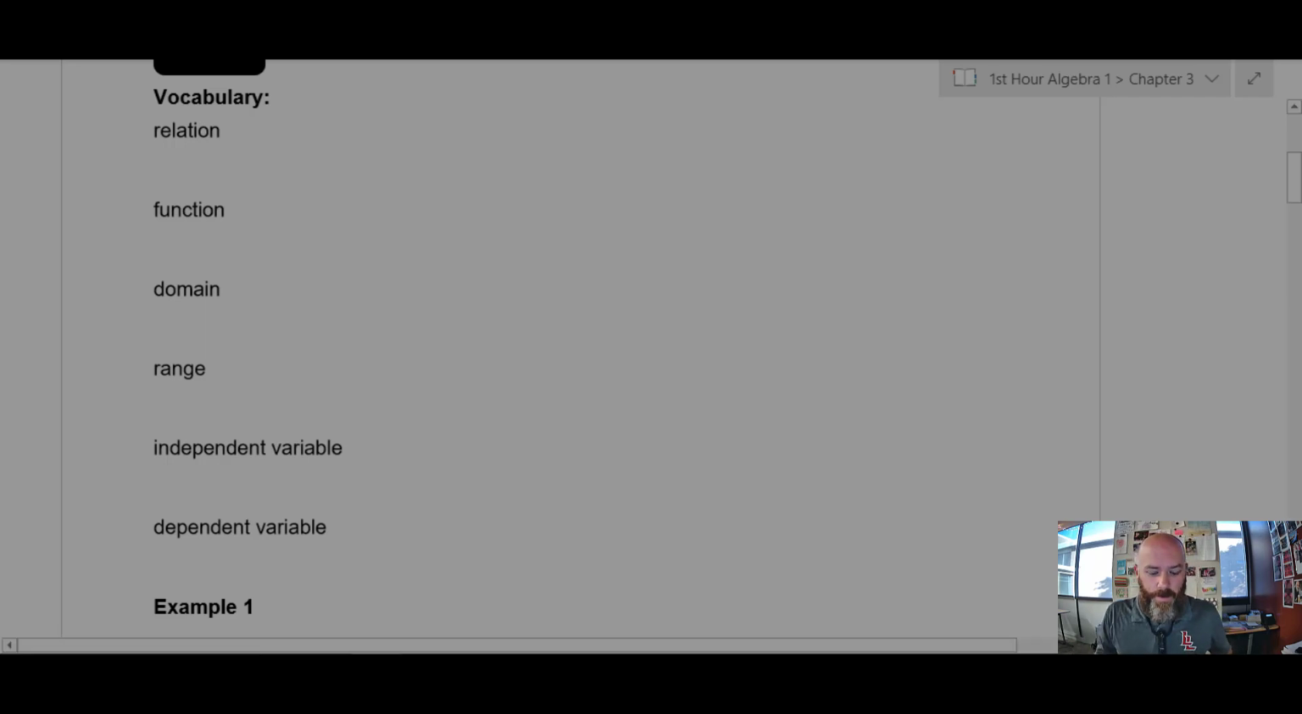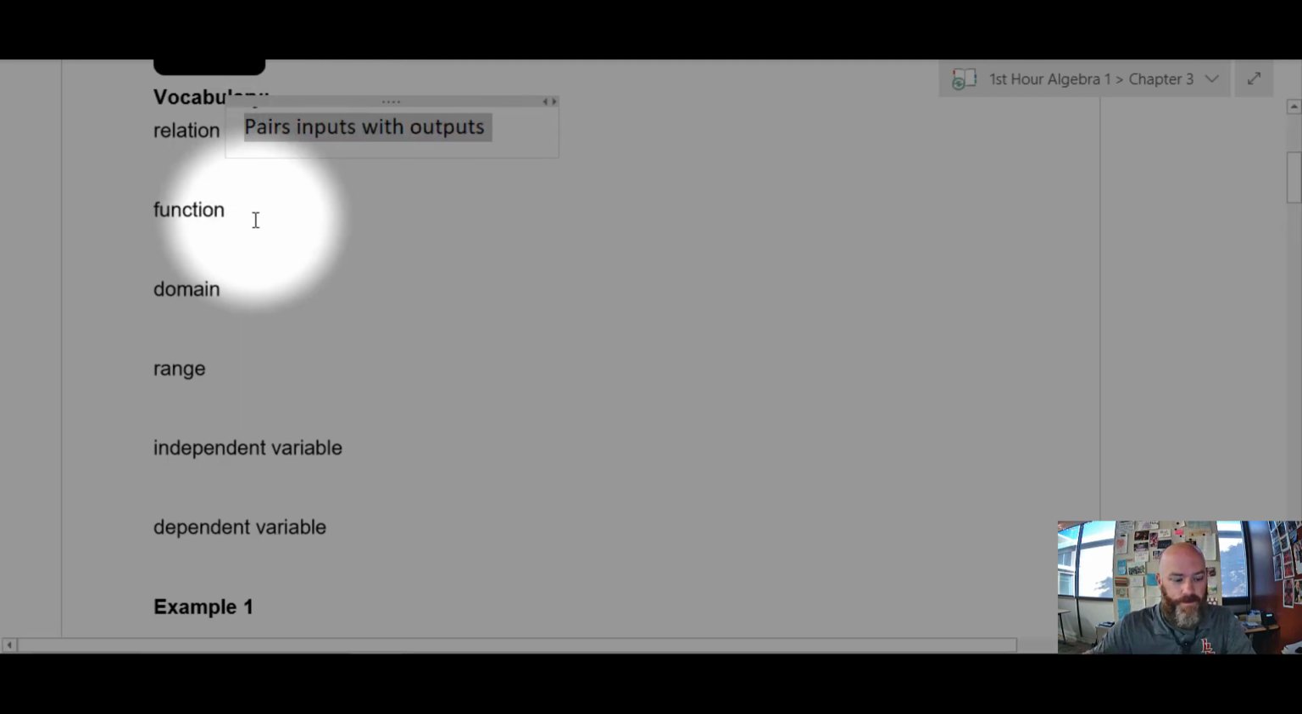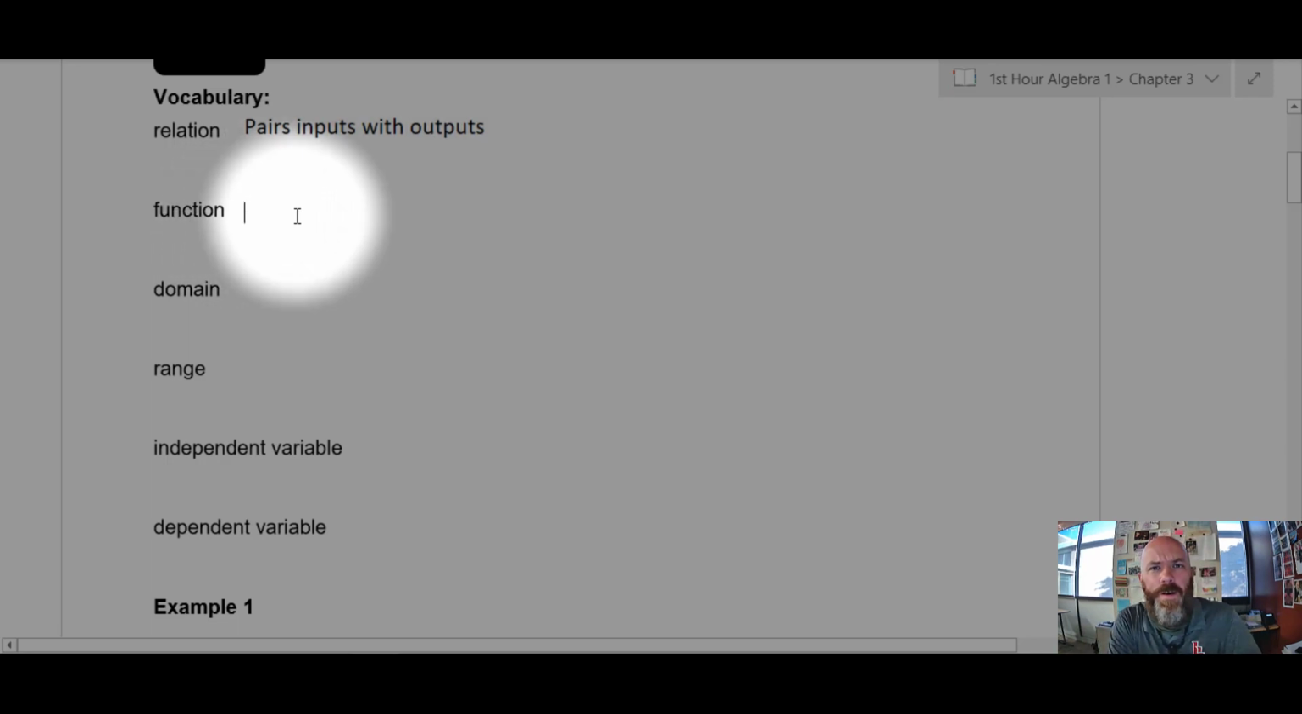Hey, we're going to work on our 3.1 notes, which is where we're going to determine if things are functions or not, and what are functions, and a lot of vocabulary. So let's start with the vocabulary. A relation pairs inputs with outputs. So it pairs inputs with outputs. You can pause this video at any point to get caught up on the vocabulary. I'm just going to go through it a little faster to get through the notes quicker.